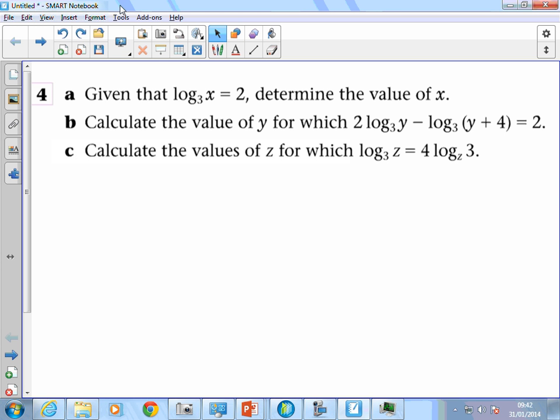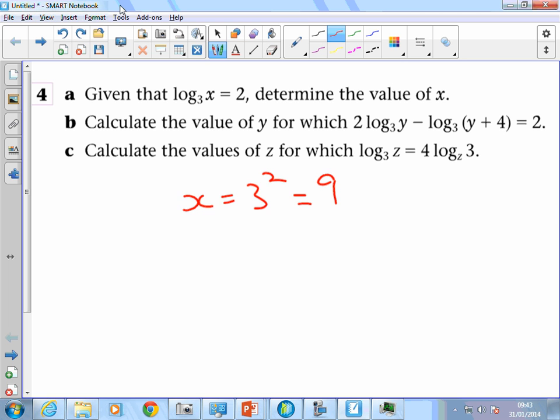So in this question, x is equal to, if 3 goes up, 3 to the power of 2, which is 9. Okay, so very straightforward for question A. Part B. Calculate the value of y for which 2 log with base 3 of y minus log with base 3 of y plus 4 is equal to 2.